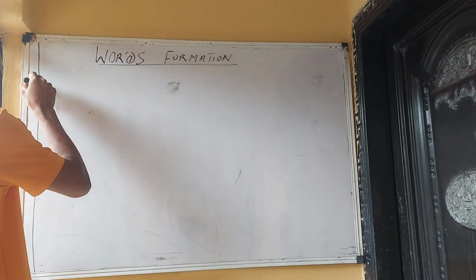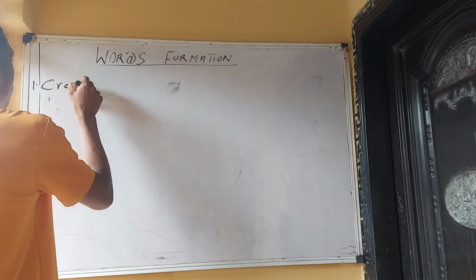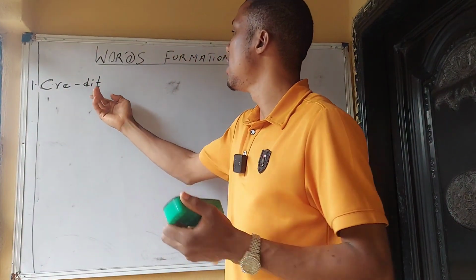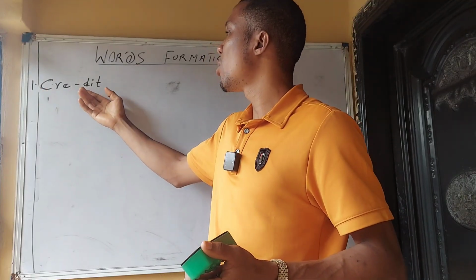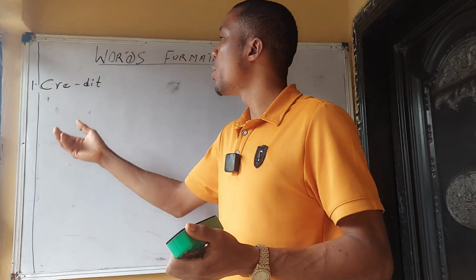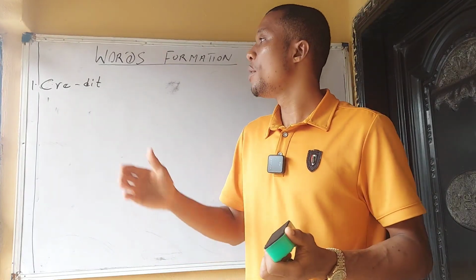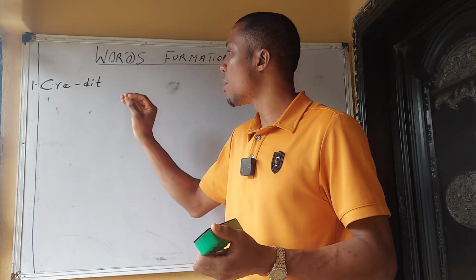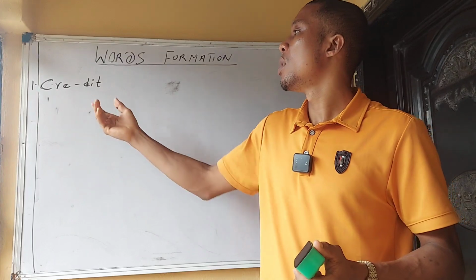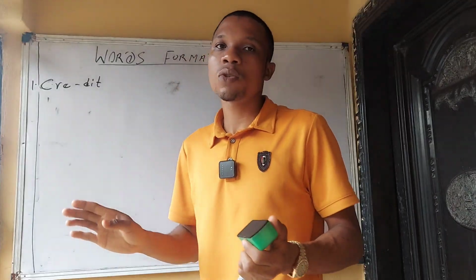So the first word we are going to be having is this: this is kre and this is dit. If you add them together, the syllable helps us to break it down. If you pronounce it together, it is now going to be credit. Syllable helps us to break this word into 2 units. If they ask you how many syllables are in credit, you should know that it is just 2 syllables.